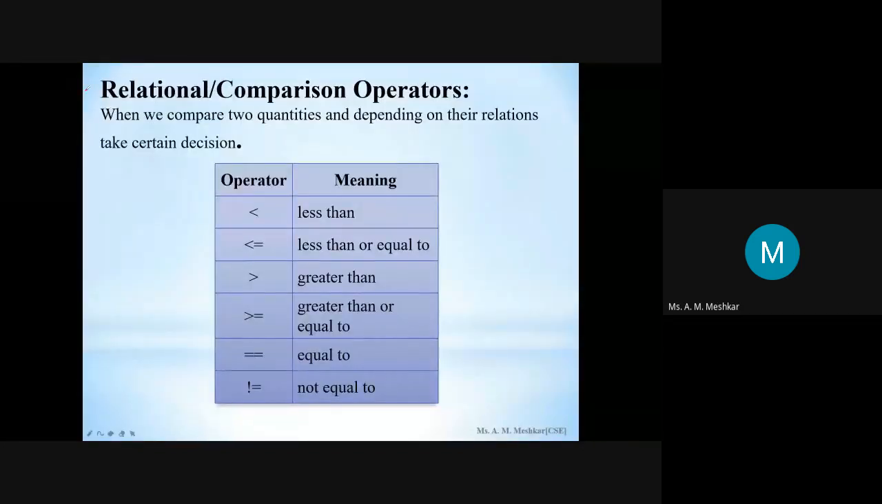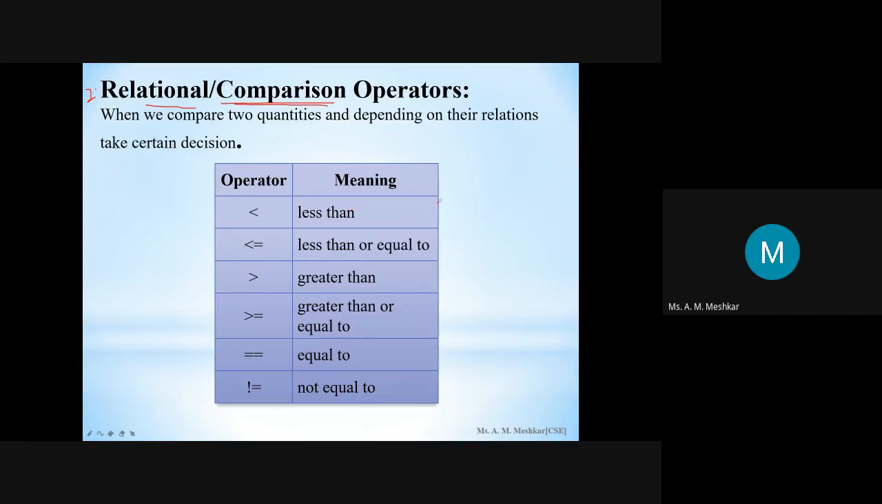So this is the second type, which is known as relational or comparison operators. You can write down the title. Both the names can be given to these operators, relational or comparison operators. So when do we use these operators? When we want to compare certain quantities, or two quantities, based on some relative attributes, like quantity, price of two items, or age of two persons, or salary of two persons. So any attribute can be compared by using the comparison operators.